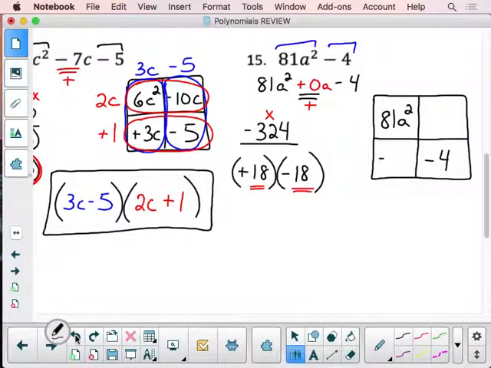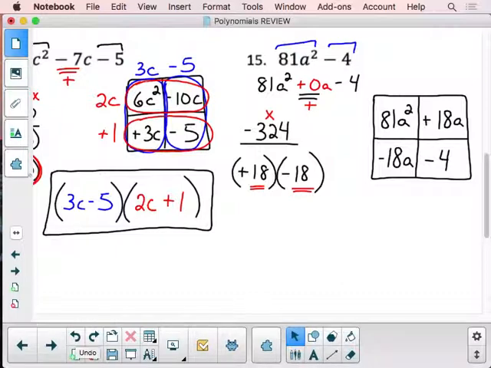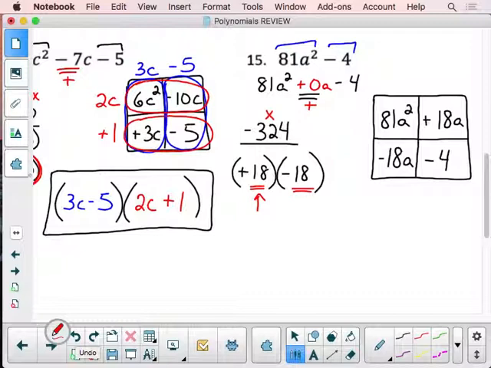You will find that these numbers in here need to be negative 18a and positive 18a. There we go again with my x's. And now you just made yourself a little bit easier job. Remember that if you've got a 0 term in the middle, these numbers right here would have to be opposites. And that makes your job a little easier, even with that bigger number.